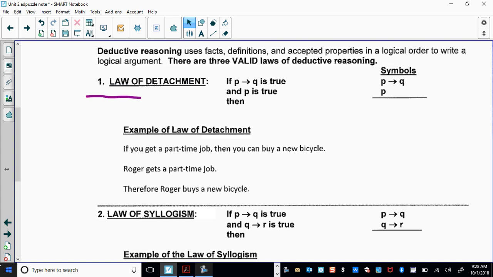So the symbolic notation is given here. In this case, it's given in this part.